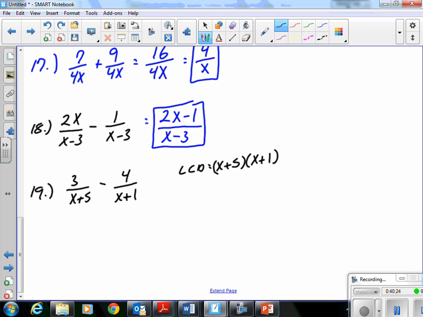So to get that common denominator, we're going to have to multiply the one on the left by x plus 1, top and bottom. And then the one on the right, we're going to have to multiply by the x plus 5, top and bottom.